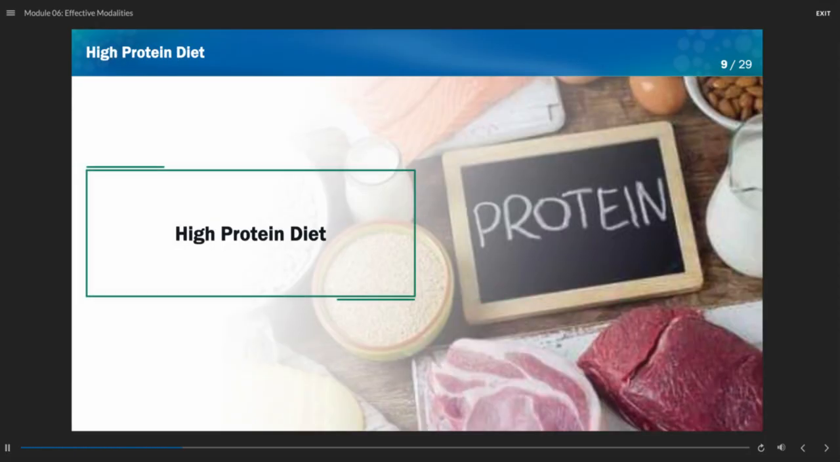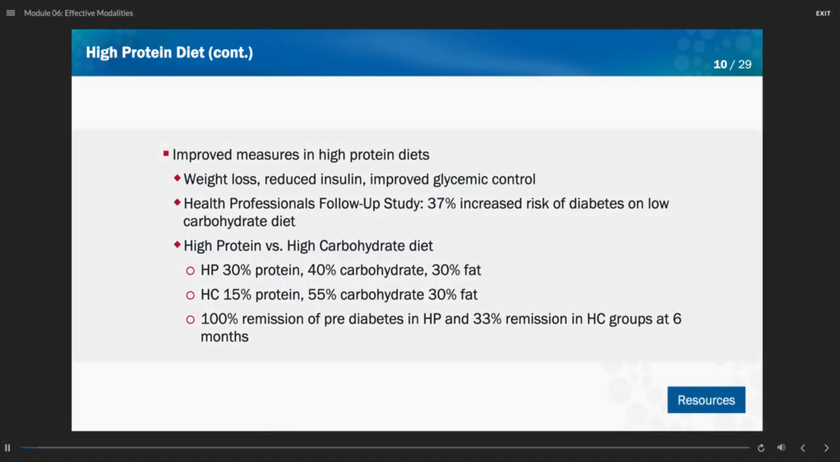Well, today we have seen an explosion of popular diets recommending both high protein and high fat. So today, the high-protein diet is often recommended in many healthcare clinics and hospitals around the country. And in fact, in the VA hospital, there was a recommendation for the utilization of a high-fat, high-protein diet for the treatment of type 2 diabetes. This is based upon some short-term studies that show improved measures of weight loss, reduced insulin, and improved glycemic control. However, the Health Professionals study noted a 37% increased risk of diabetes on a low-carbohydrate diet.